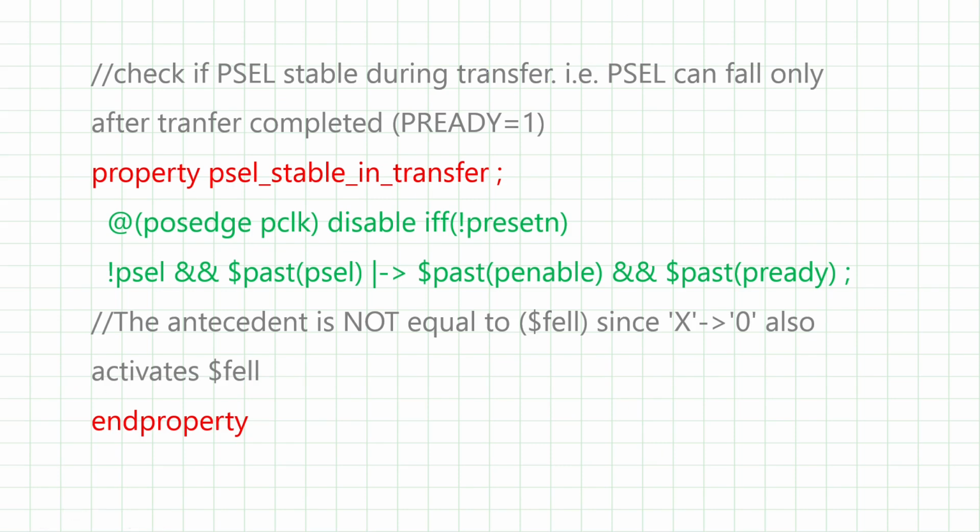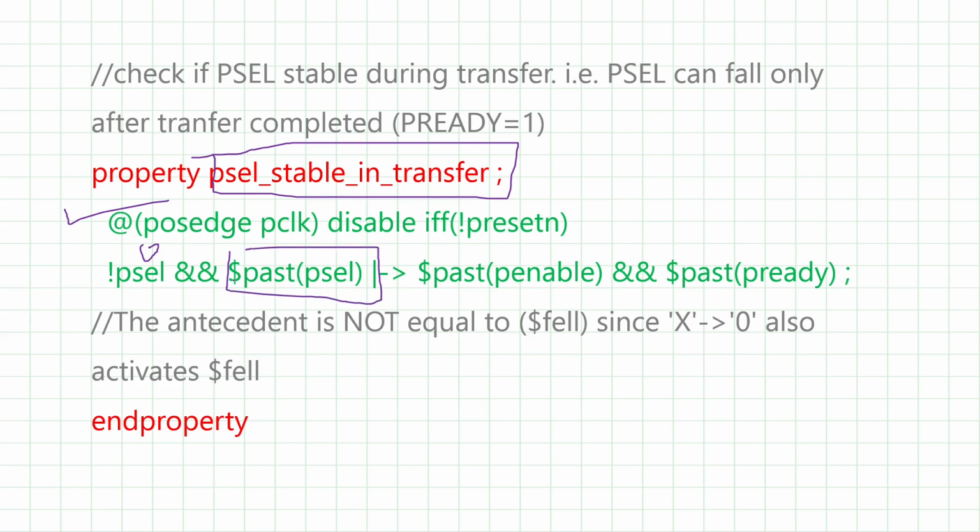So here is our last assertion, p select stable in transfer. Like previously we checked whether p enable is stable or not, now we will check whether p select is stable or not. Every line is the same for every assertion. Here we will check not of p select, meaning p select is 0, and then $past of p select, whatever p select was. At the next cycle, $past of previous cycle p enable and previous cycle p ready.